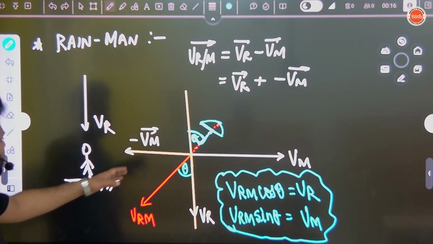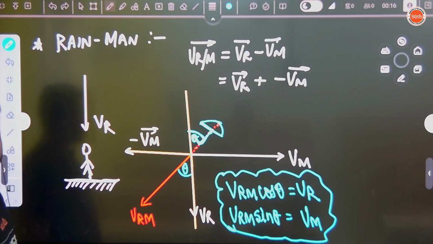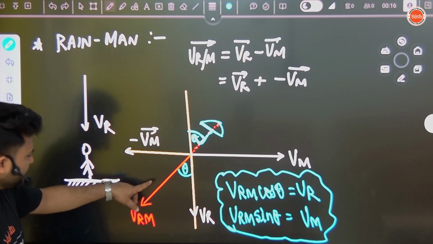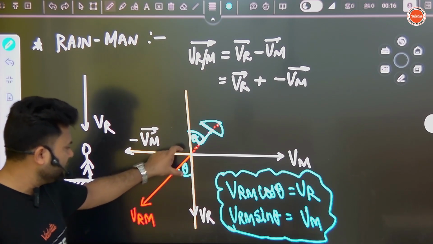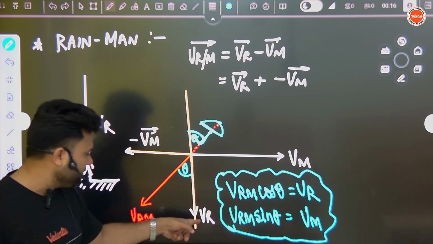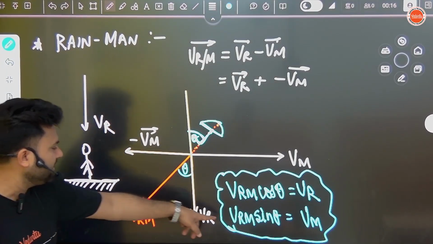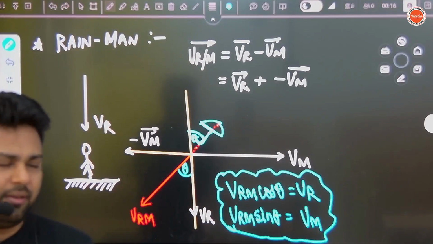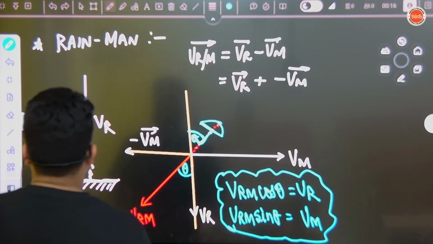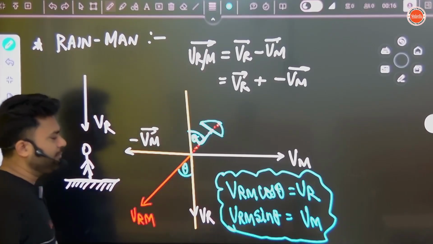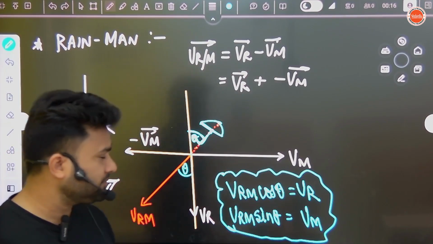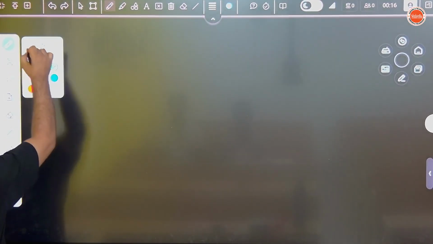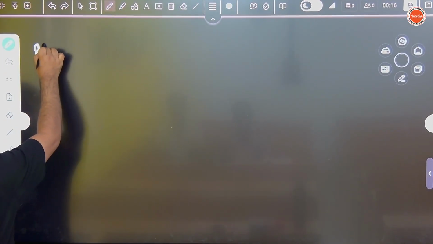The thing is, you have to remember this diagram. No need to remember this formula, just remember this diagram. Rest you can form now. This is VRM, this is theta, rotate. This component will be VRM cos theta, and this is VR. And this component will be VRM sin theta. This is VM. Minus VM, but ignore the direction. Value will be VM. So this is rain man problem. Correct? See, sometimes I am giving other kinds of questions.